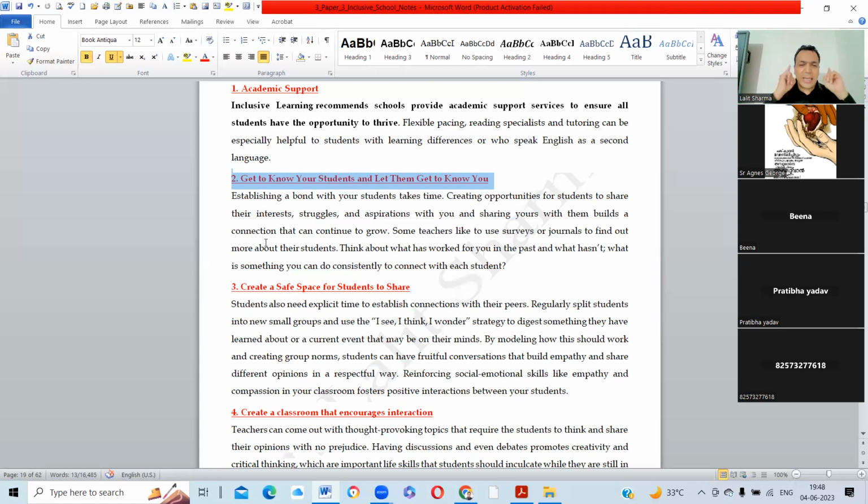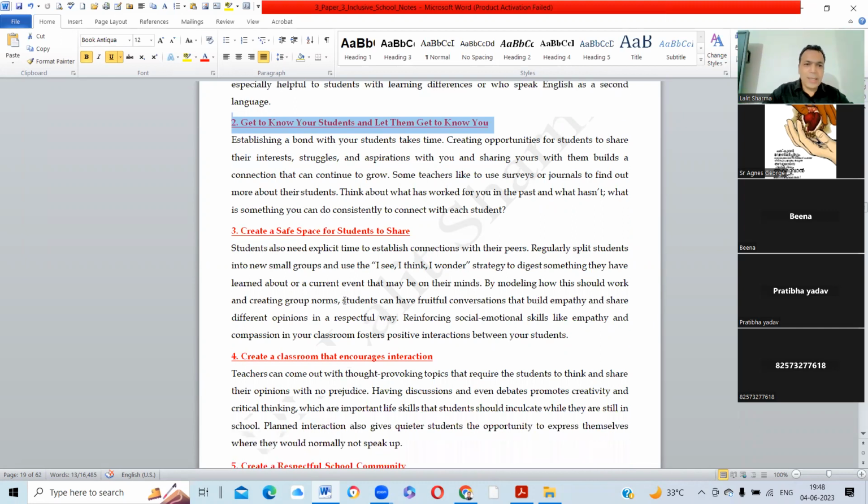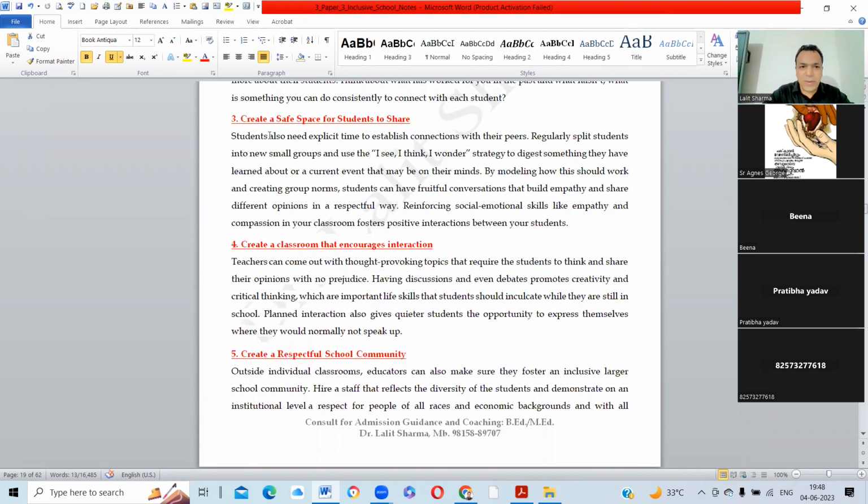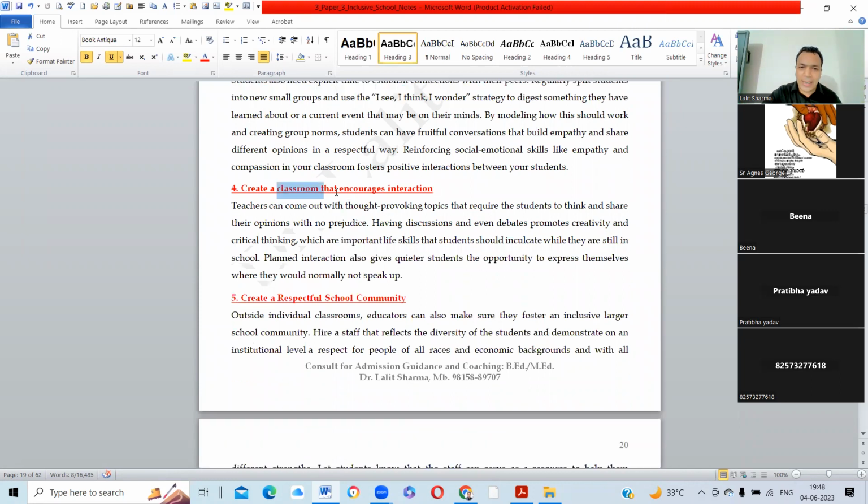Look what a nice point this is: get to know your student and let them get to know you. We don't do this, right? And we are giving focus to questions, syllabus, formalities. So how will we create a conducive environment? Create a safe space for the student to share. Let the student share their feelings. Create a classroom that encourages interaction.